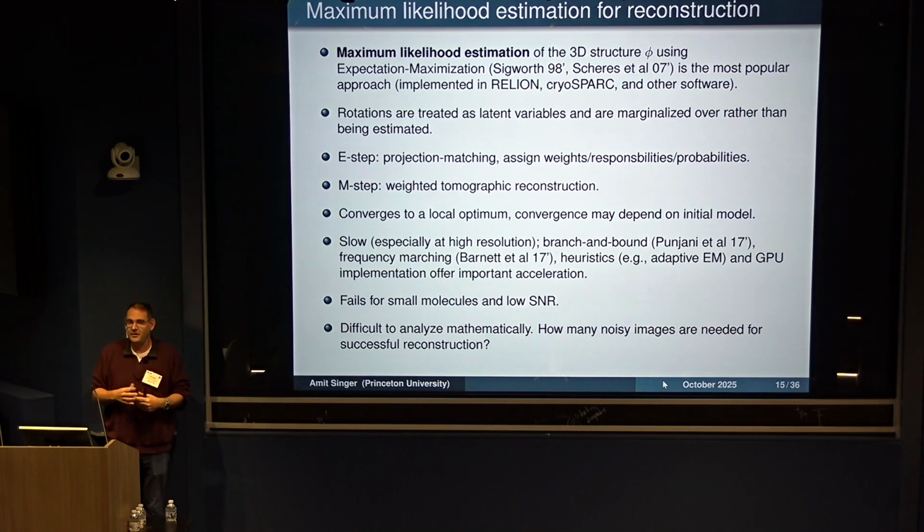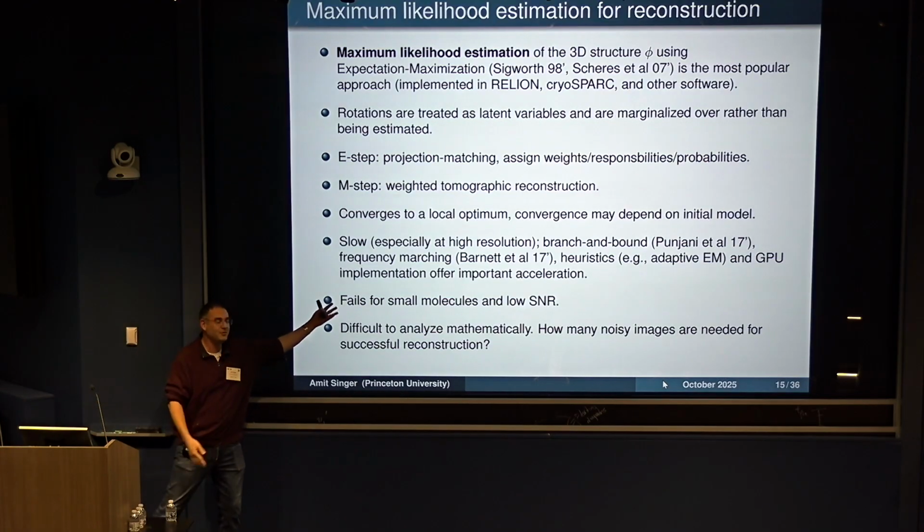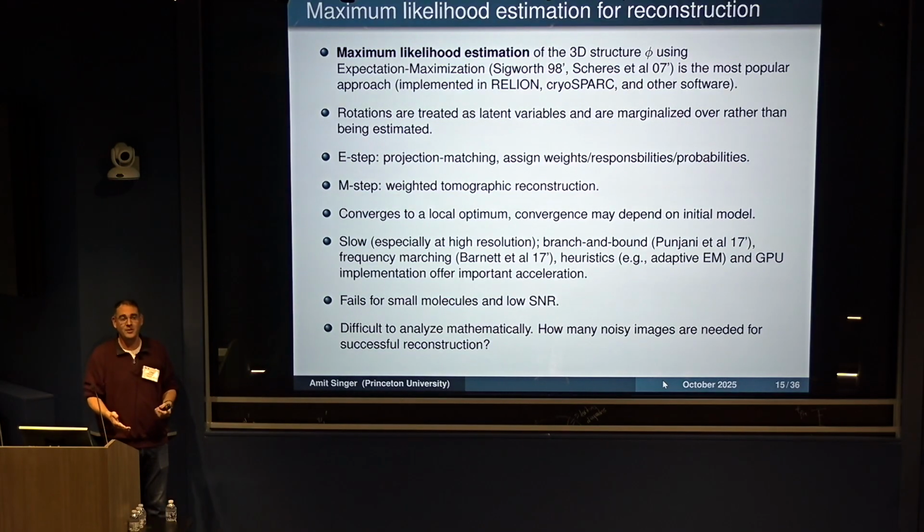Even answering some very basic questions as a mathematician: how many noisy images do we need to determine a 3D structure as a function of the SNR? Is there a threshold below which we cannot do the reconstruction, as suggested by the failure at low SNR? Or maybe we just need an exponential number of more images, or what's going on here?